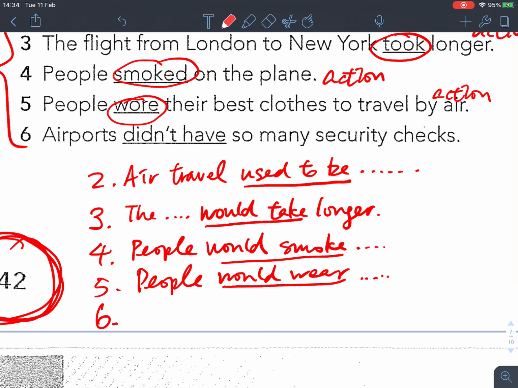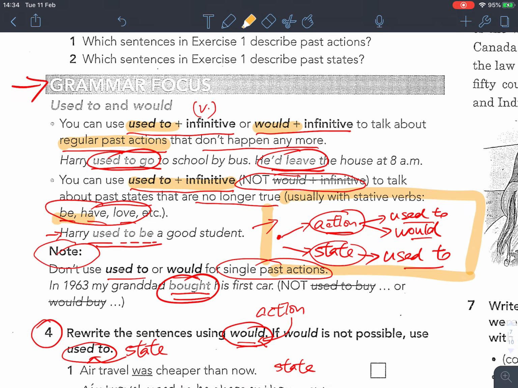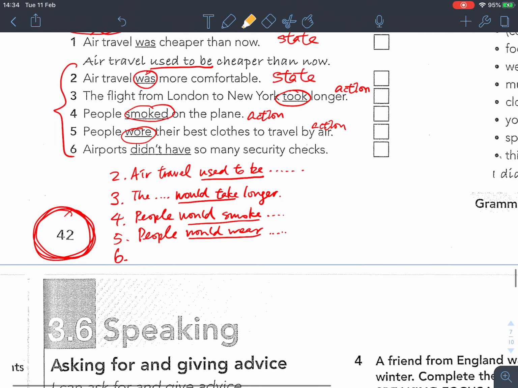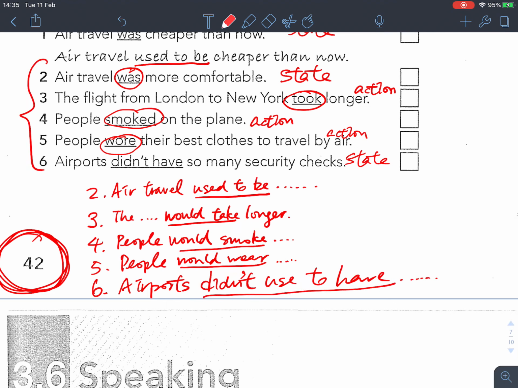All right, and then the last question: "Airports didn't have so many security checks." Didn't have, remember, look at the grammar box again. Okay, so for verbs like be, have, love and like, we use it to refer to states. So this time, this is a state. So what can we do about it? Pay attention to the form. Okay, this one is a bit hard. So airports didn't used to have so many security checks. Okay, so for negative sentences, we have to use this form: didn't, used to, and then the infinitive.